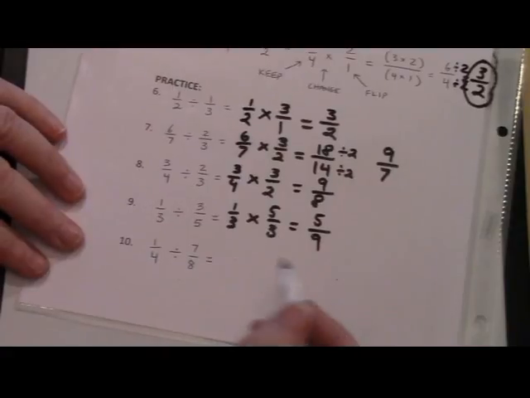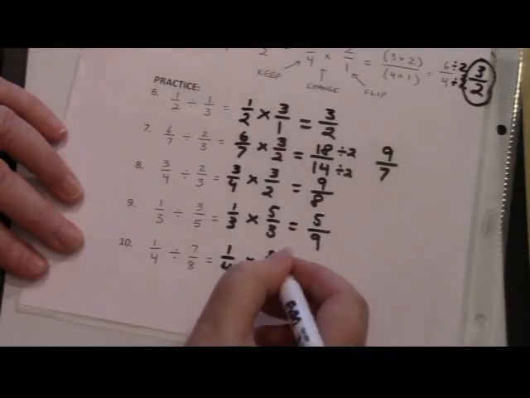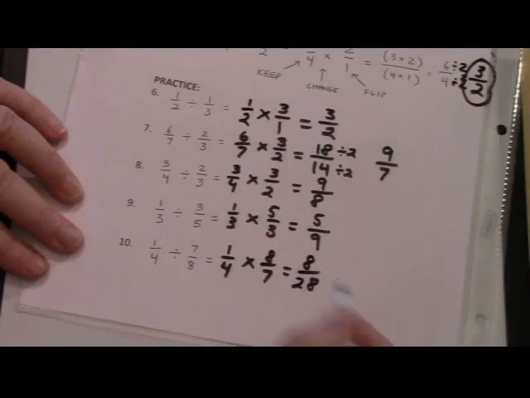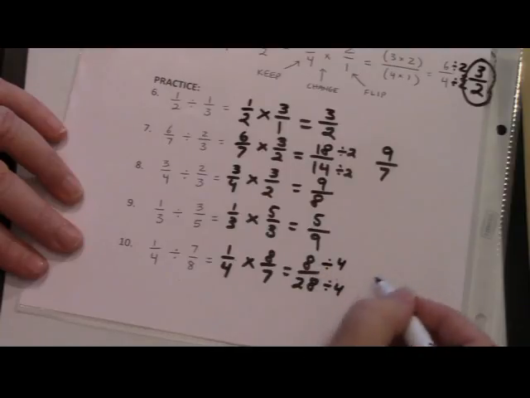Our last problem together, 1/4 divided by 7/8. Keep 1/4, change division to times, flip 7/8 to 8/7. 1 times 8 is 8 and 4 times 7 is 28. And can this be reduced? Yeah, it can. We can actually find our greatest common factor in this case is 4. 8 divided by 4 is 2. And 28 divided by 4 is 7.